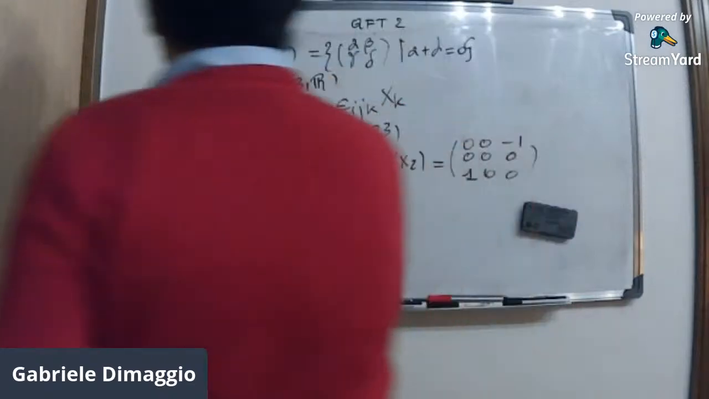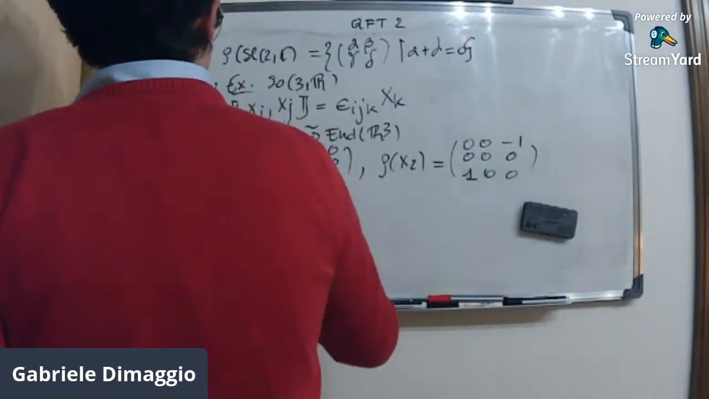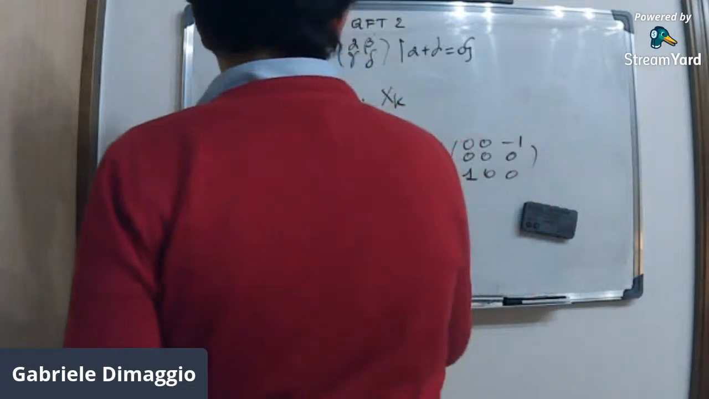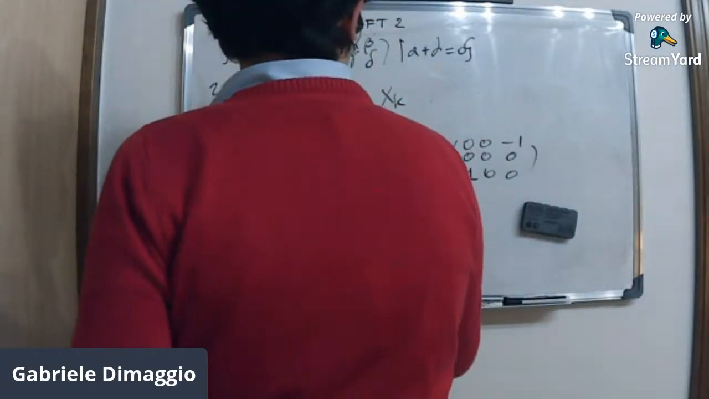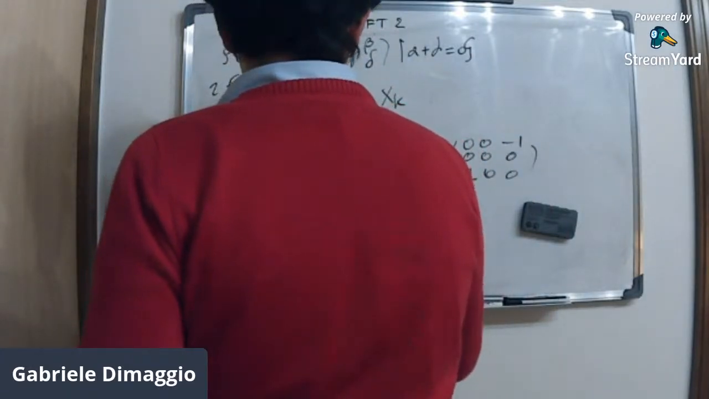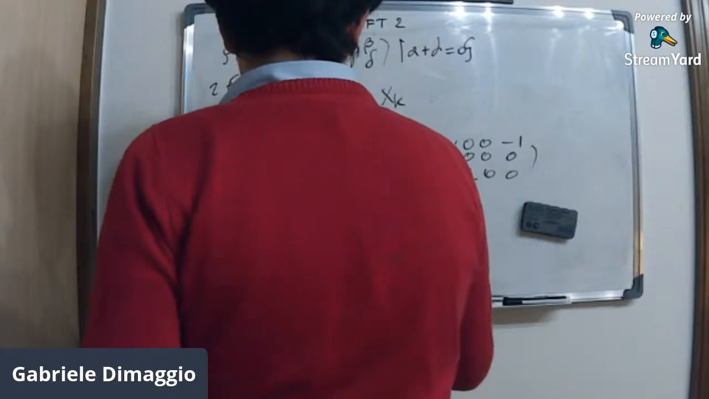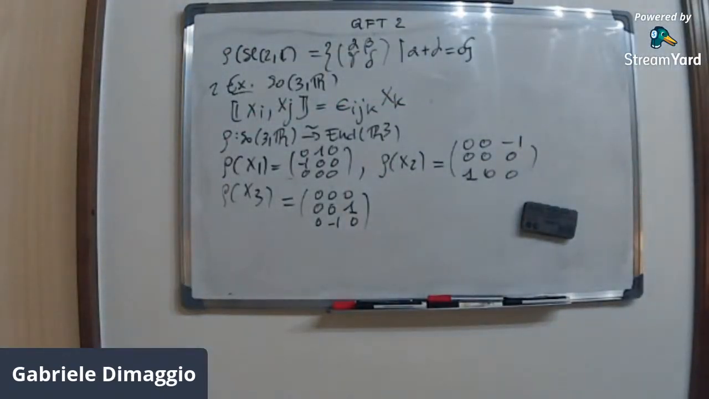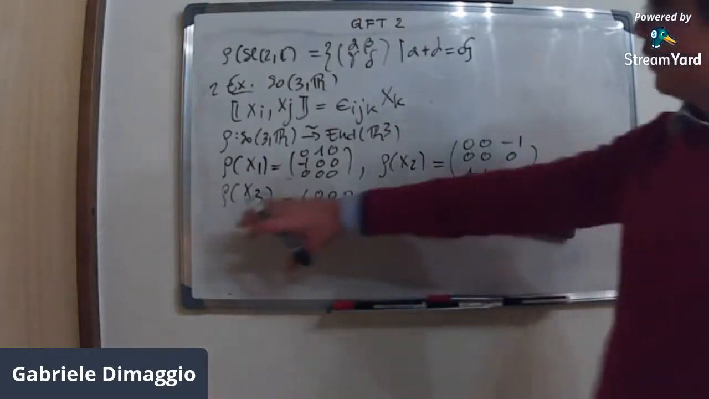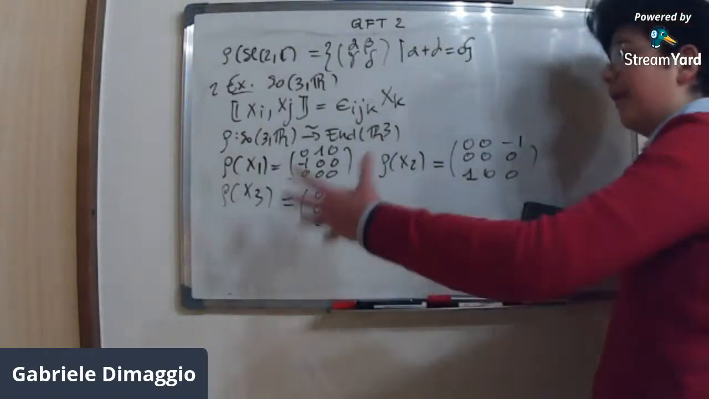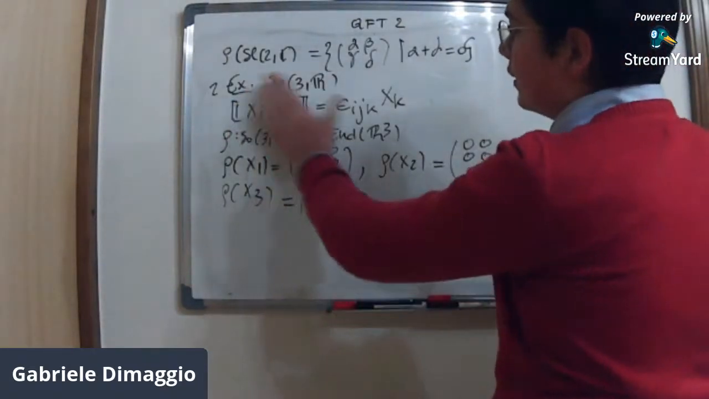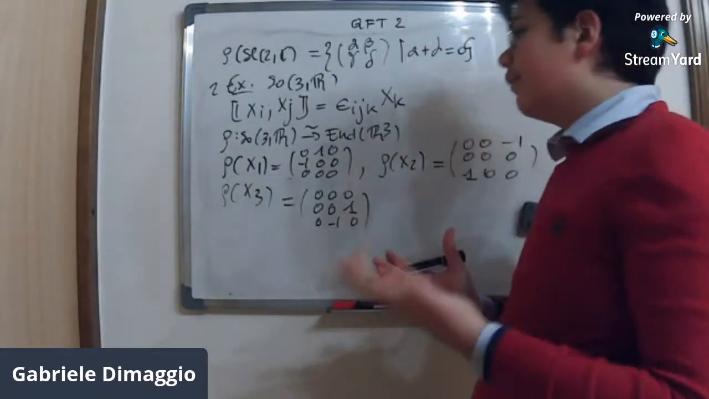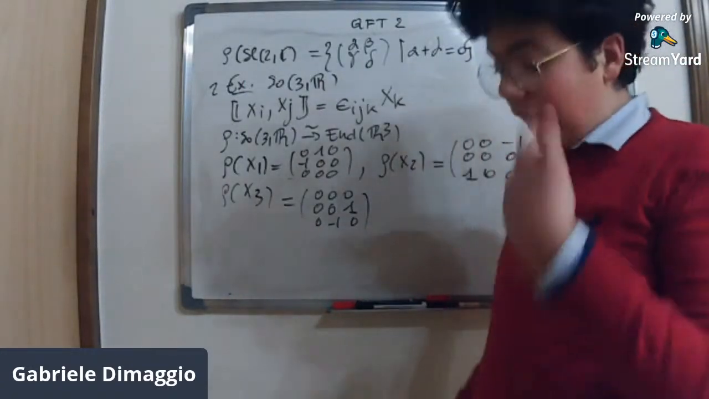I have rho of x3 is equal to the matrix 0, 0, 0, 0, 0, 1, 0, minus 1, 0. Okay, so these are the representations of my SO3, a group of representation, because I can have other representations.